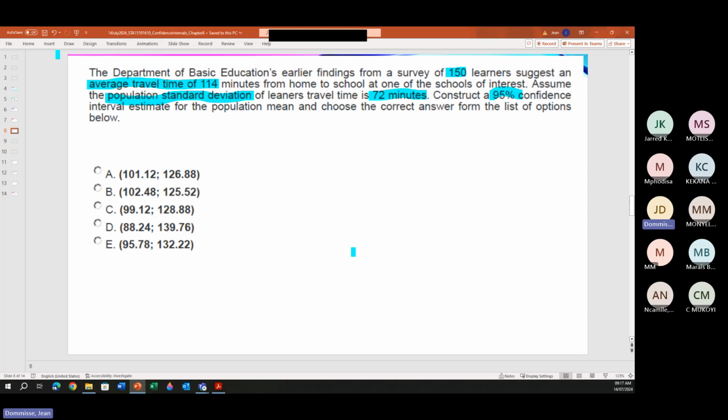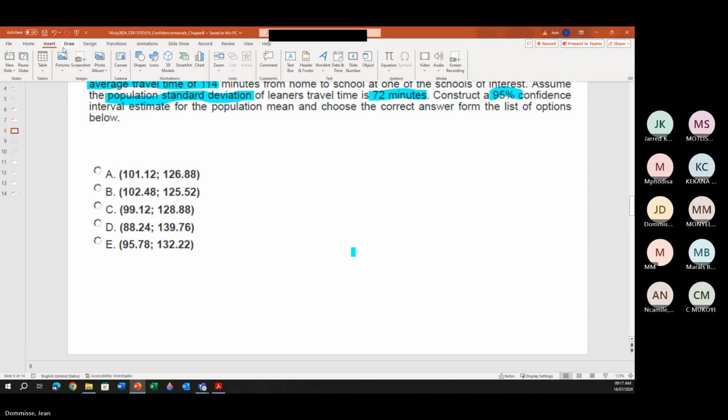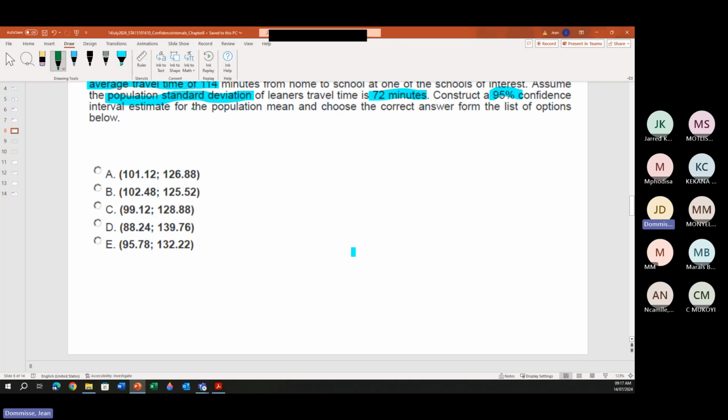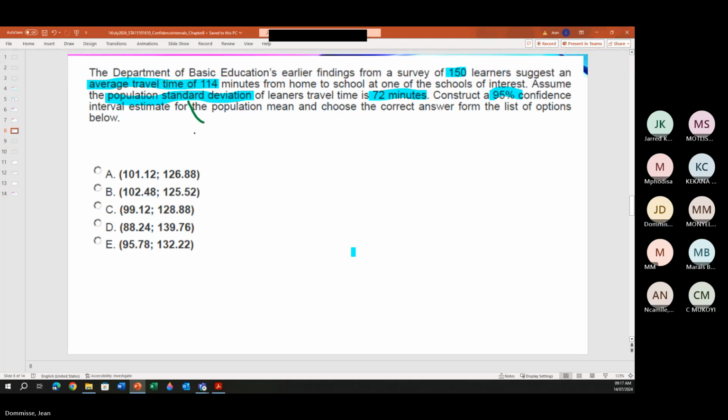Okay, so first thing is population standard deviation. So your standard deviation is known. Okay, so with that, we will work with the Z table. Okay, so that is one thing sorted out.